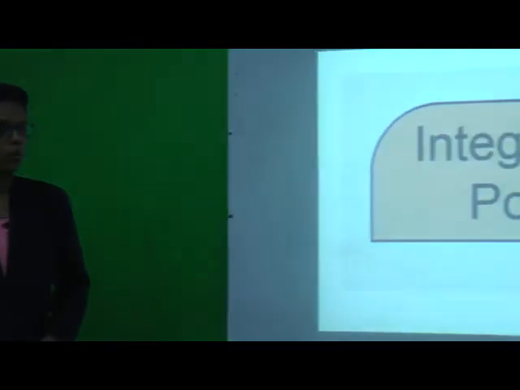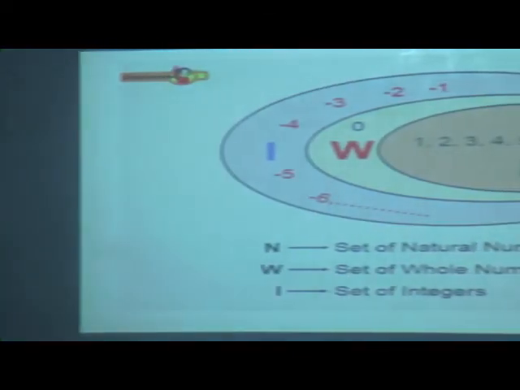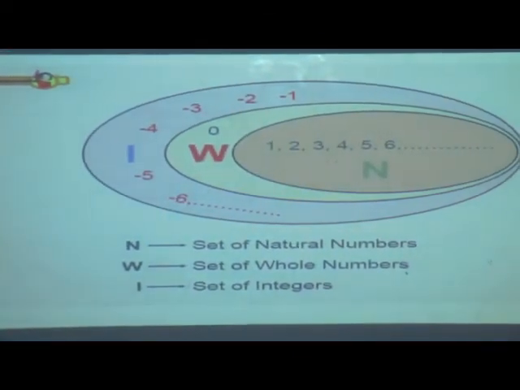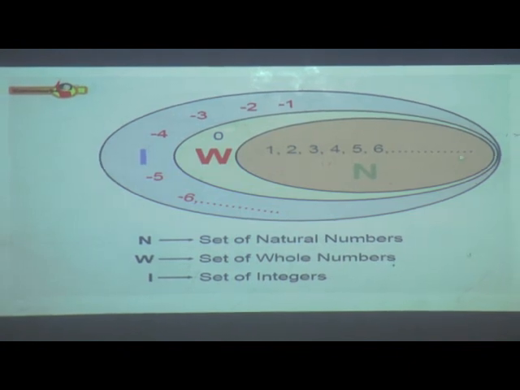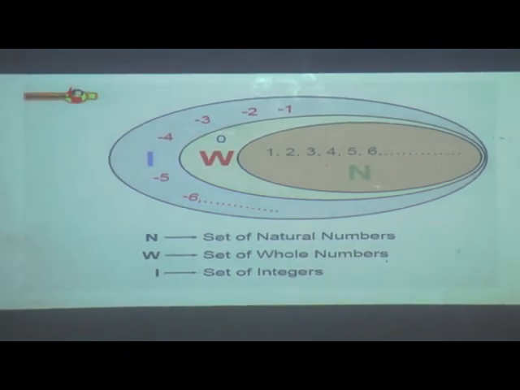Integers: negative and positive numbers. We have already seen this. N is the set of natural numbers. W means the set of whole numbers. And when we combine the natural numbers, whole numbers and negative numbers, this becomes the set of integers.